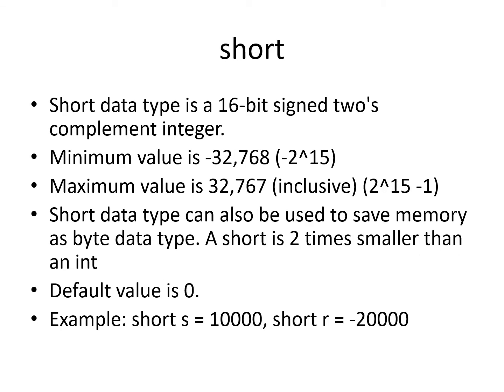The next one in integer data type is short. Short data type is a 16-bit signed 2's complement integer. Minimum value is -32768 and maximum value is 32767. Short data type can also be used to save memory as byte data type. A short is 2 times smaller than an int. Default value is 0. Example is short s equal to 10,000, short r equal to -20,000.